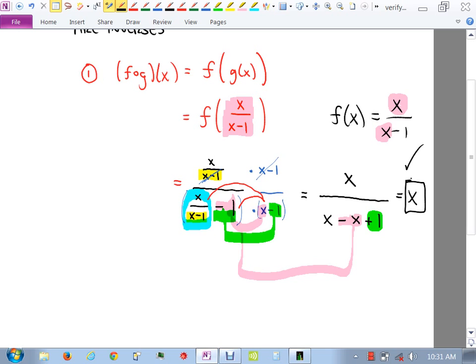Now, g of f. Do we really need to even do g of f? It's the exact same algebra, isn't it? It's the exact same problem. So we know it's going to come out x. So it's verified. It's kind of interesting, no?